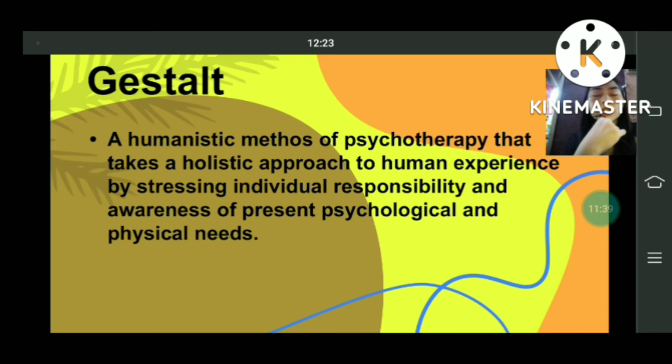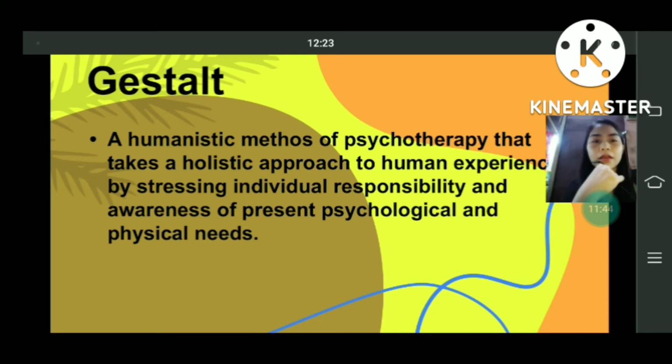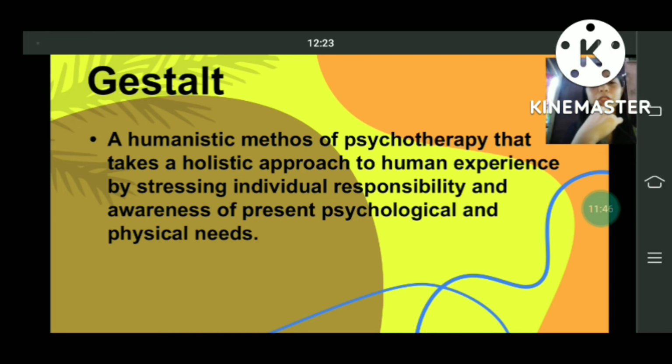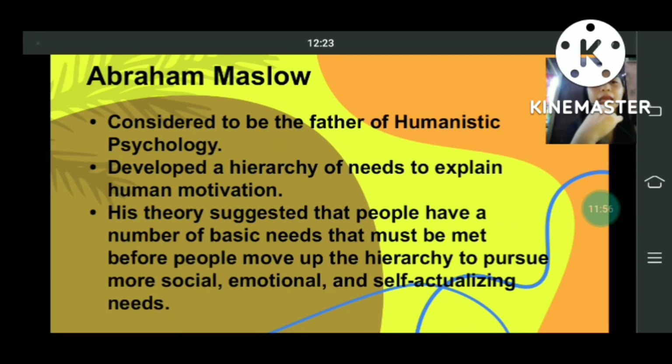And Gestalt. It is a humanistic method of psychotherapy that takes a holistic approach to human experience by stressing individual responsibility and awareness of present psychological and physical needs.